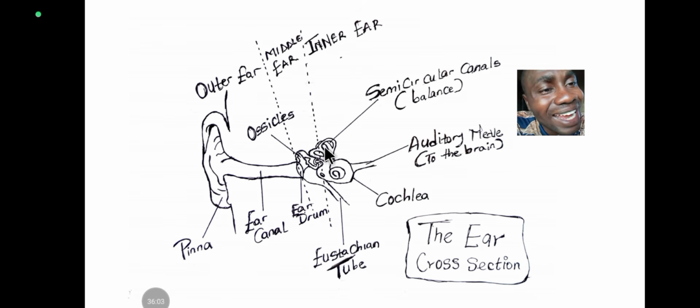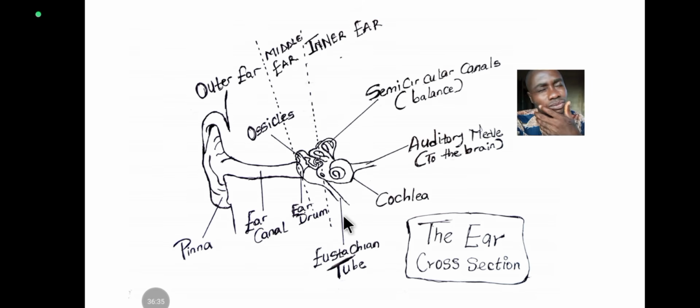Then the inner ear starts from where? From the cochlea. So the semicircular canal, the cochlea, all these are inner ear. So the sound leaves the ear through what? A place called the round window. This opening in the ear is called the round window. That is where sound passes to leave the middle ear, and it enters the eustachian tube.